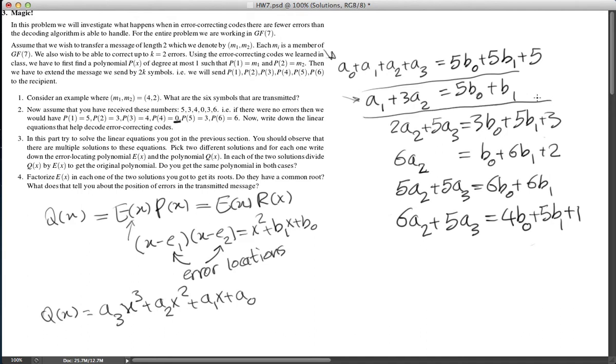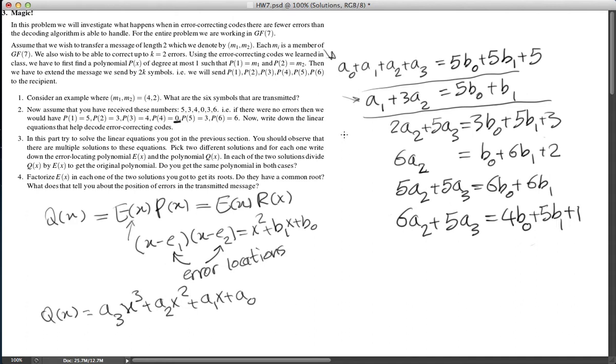So we go to the third equation and the next variable, which is a2. Okay, so the third equation does have a2 in it. We just have to normalize it. So we have to divide by 2, which mod 7 means multiplying by the multiplicative inverse of 2, which is 4. So let's go ahead and multiply this by 4.